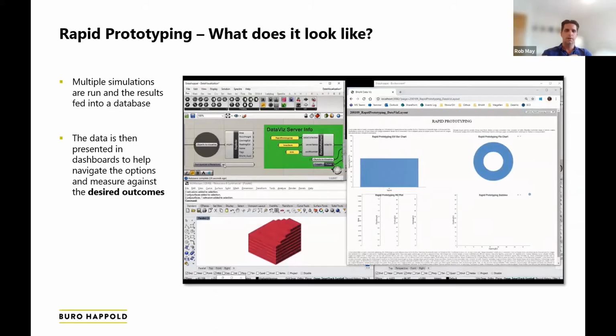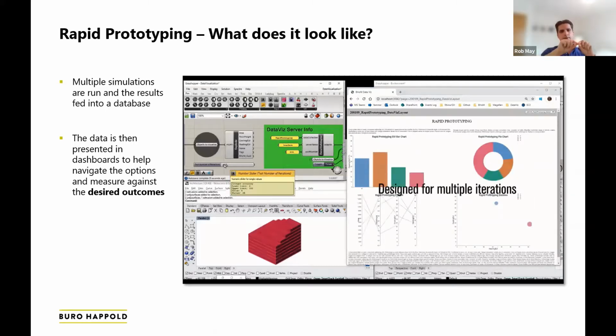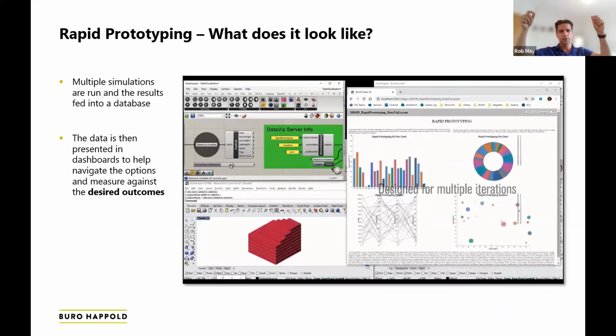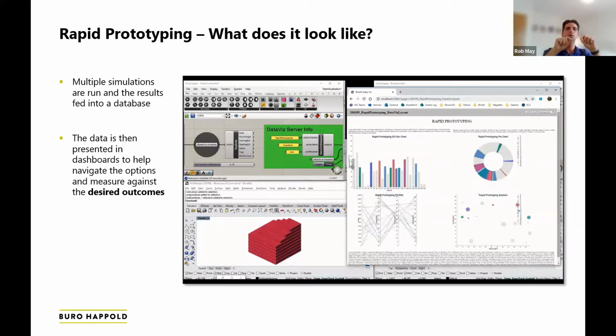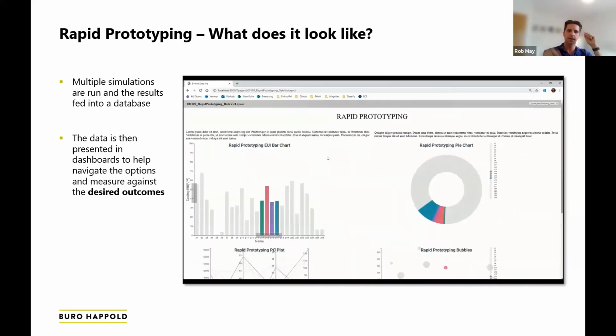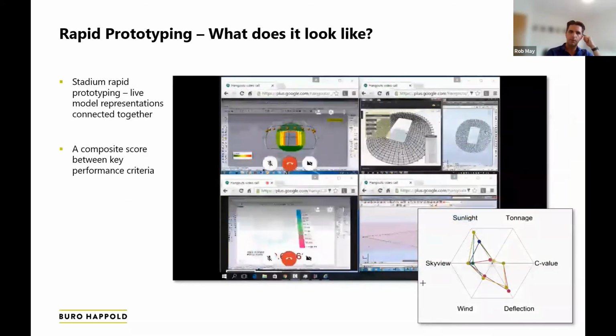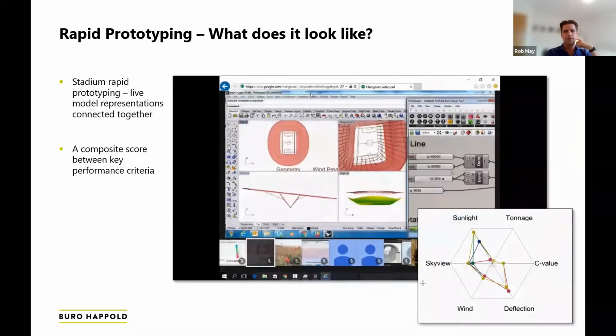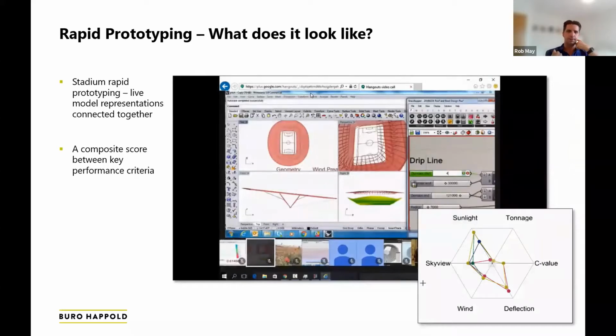So the charts on the right hand side here, you'll see various options are threaded together, and not one of them has optimal, 100% achieved all outcomes, but you can see and navigate which option has met as many of those objectives as possible. We often have a bit of fun with this, and so this is a stadium version of the same rapid prototyping process.